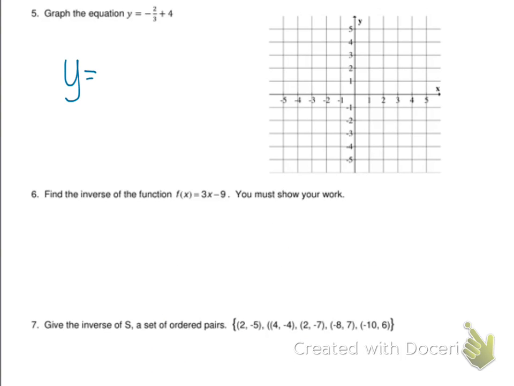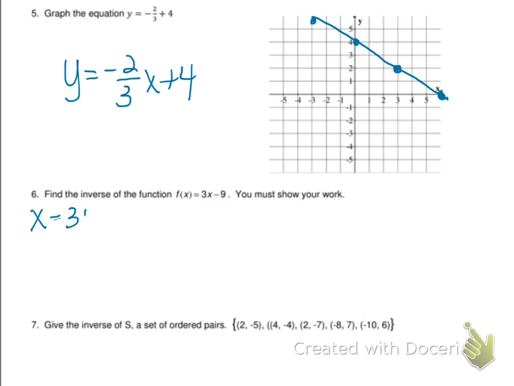For the next question, I told you in class, but there should have been an x, so -2/3 x plus 4. So you put a dot at 4, and then you go down 2/3 and create a line. So that should have been pretty easy.